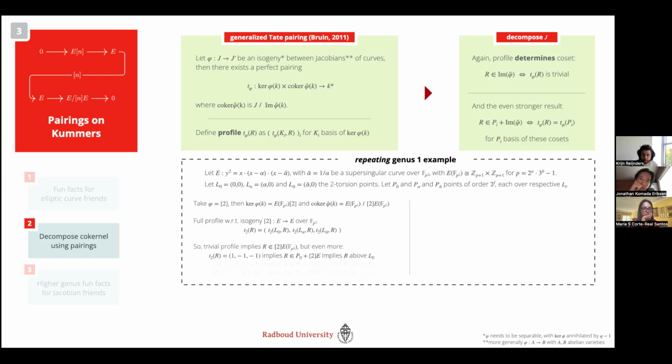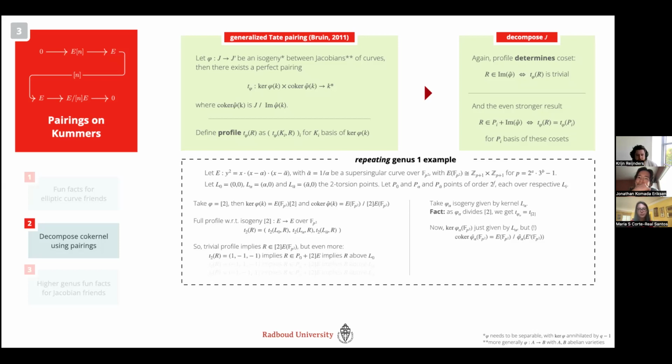And so the trivial profile implies that R is in the doubling, but then the profile 1, -1, -1 implies that R is in this coset P0 plus the doubling. And so it implies that R is above L0. And similarly, the profile -1, 1, -1 implies R is above L alpha, and -1, -1, 1 implies that R is above L bar alpha. So that's really strong. We can very specifically sample a point, compute the profile, and really precisely know where it is positioned in the 2^f torsion.